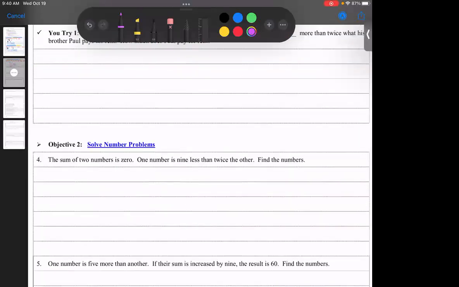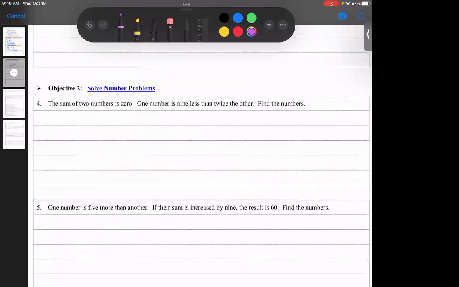So objective two is not computational application per se, but it's still a sort of translation kind of problem. Expect something like this on the exam. Objective two. The sum of two numbers is zero. One number is 9 less than twice the other number. Find the numbers. So I have two numbers I want to find, and mind you, these numbers are assumed to be integers. If you see something like a fraction, it's probably wrong. They should have said the numbers you're looking for are integers.